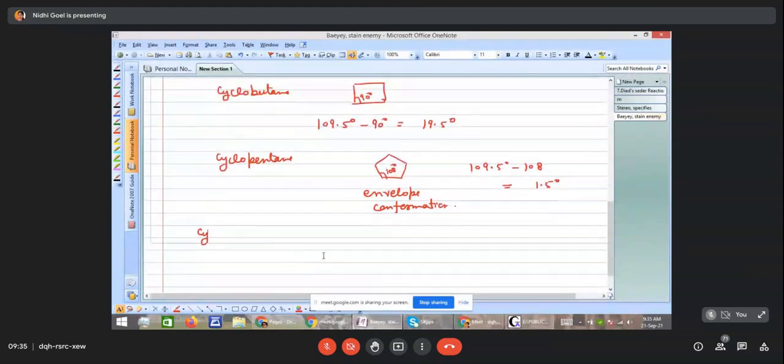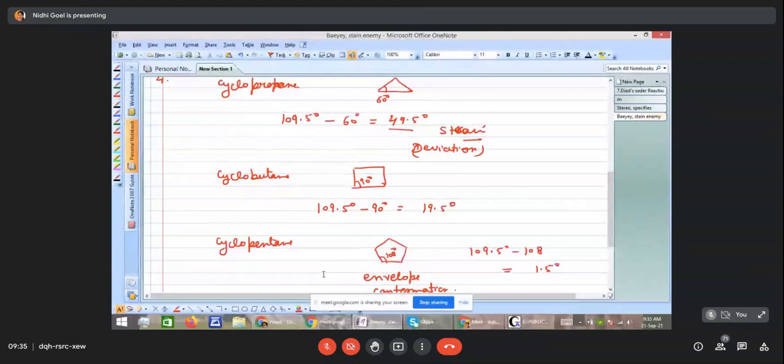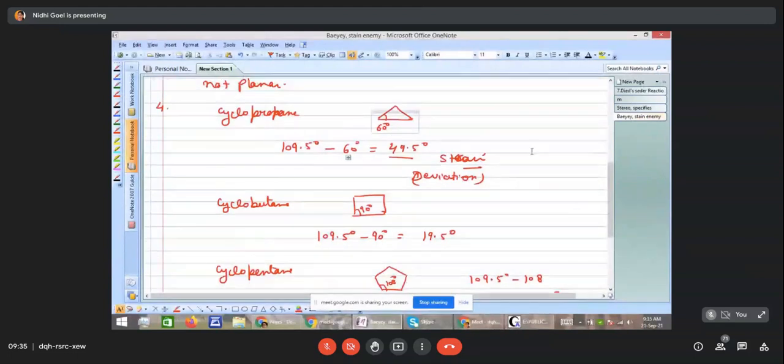Excuse me, ma'am. Yes? Ma'am, in the book it is written, since the angle of an equilateral triangle is 60 degrees, the distortion in cyclopropane will be half of 109 degrees minus 60 degrees, that is equal to 24 degrees 44 minutes. From where did this half come? So, what do you want to ask, the formula or the name of the book? Alder. Okay, Alder. So I have to check in Alder, then I will tell you. Okay, ma'am.